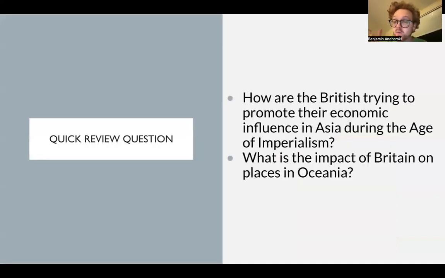It's also the first place to grant women the right to vote. Anyway, how are the British trying to promote their economic influence in Asia during the age of imperialism? The most obvious answer is the building of colonies. And what is the impact of Britain on places like Oceania?